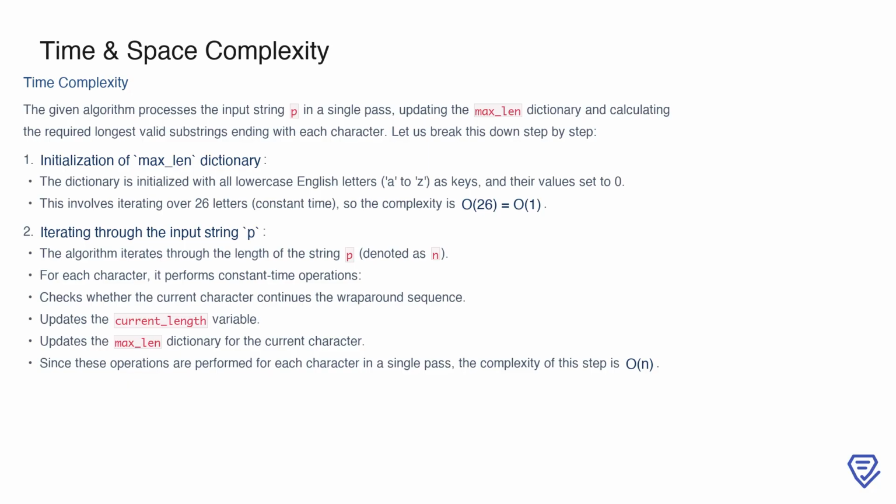Next, as we iterate through the input string p of length n, we perform several constant time operations for each character. These operations include checking if the current character continues the wraparound sequence, updating the current_length variable, and modifying the max_len dictionary for that character. Since we only make a single pass through the string and handle each character independently in constant time, the time complexity for this step is n.